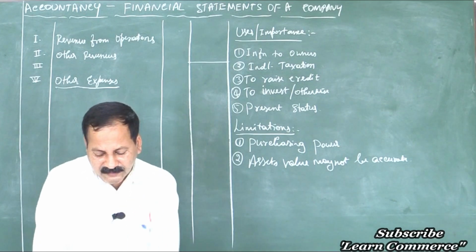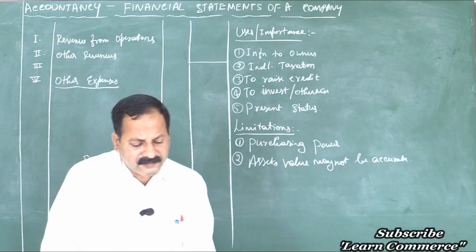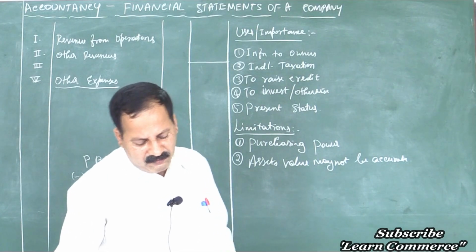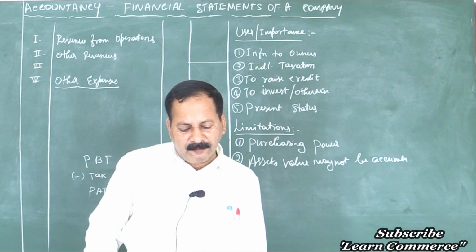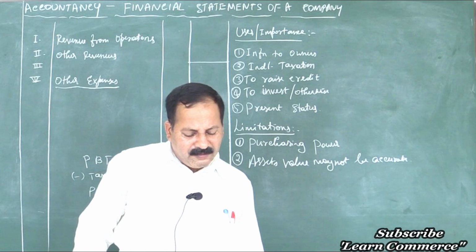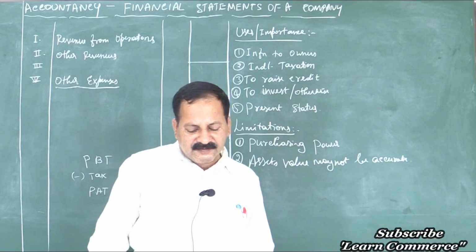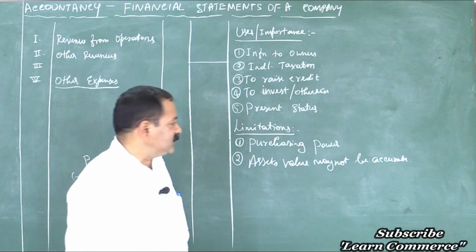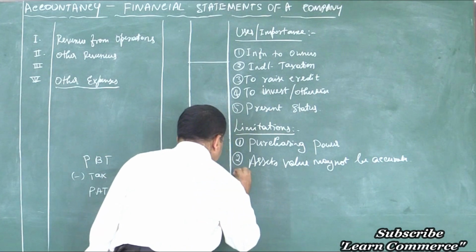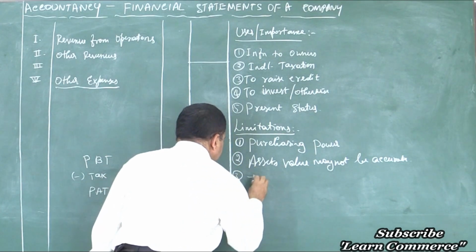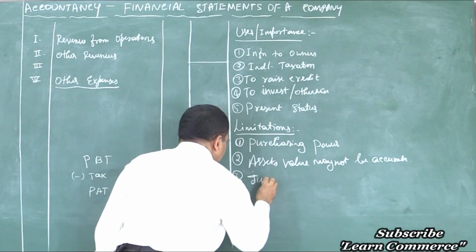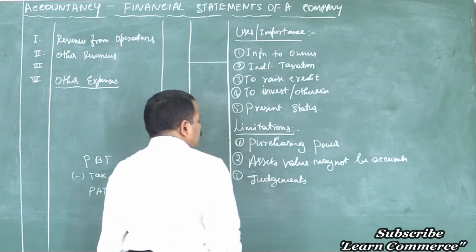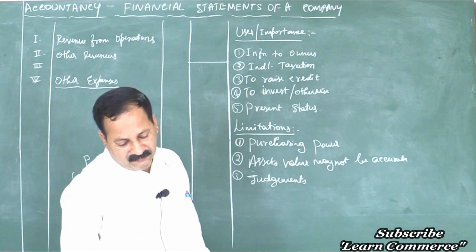Third one is that accountants use personal judgments while writing the books of accounts. They will take personal judgments, or the accounting concepts used while writing the financial statements may not be accurate. So the personal judgments of the accountants may not be correct. So that is another weakness of financial statements.